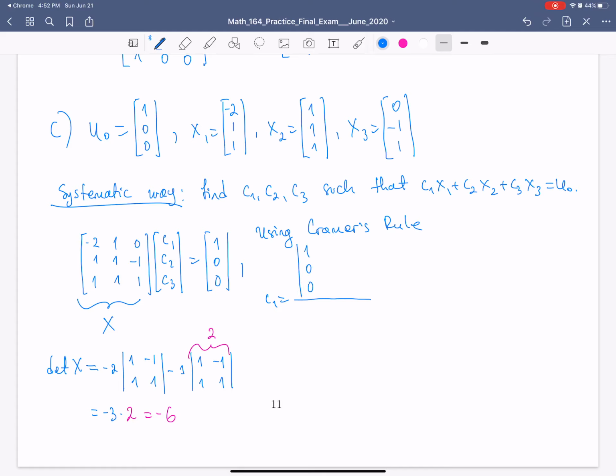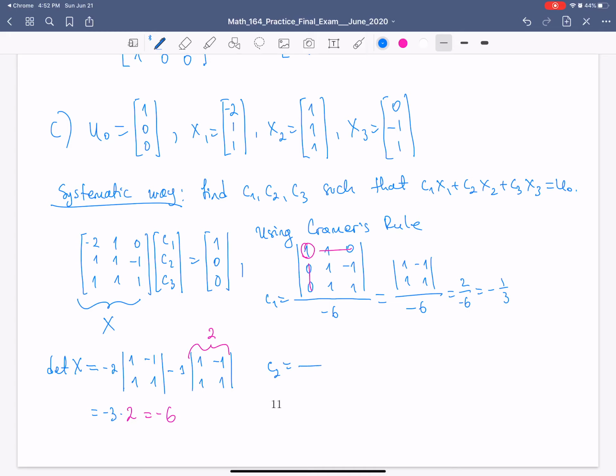That's nice. So C1 is the determinant of 1, 0, 0; 1, 1, 1; 0, negative 1, 1, over negative 6. I will do expansion along the first column, so removing this and this times 1. So this is simply, again, that matrix 1, 1, negative 1, 1 over negative 6. And the determinant of that matrix in the numerator is a 2. So I have 2 over negative 6, which is negative 1 third.